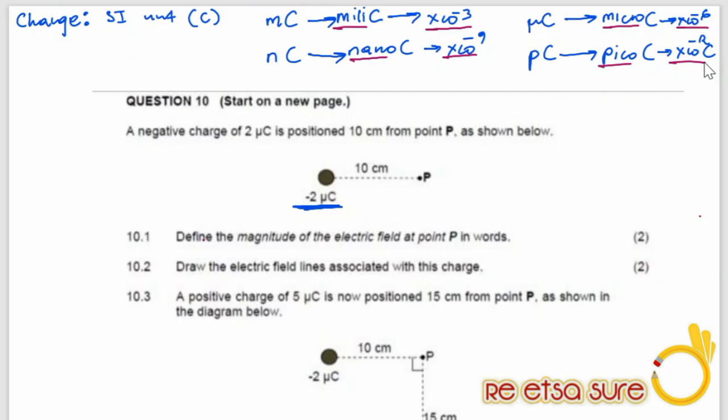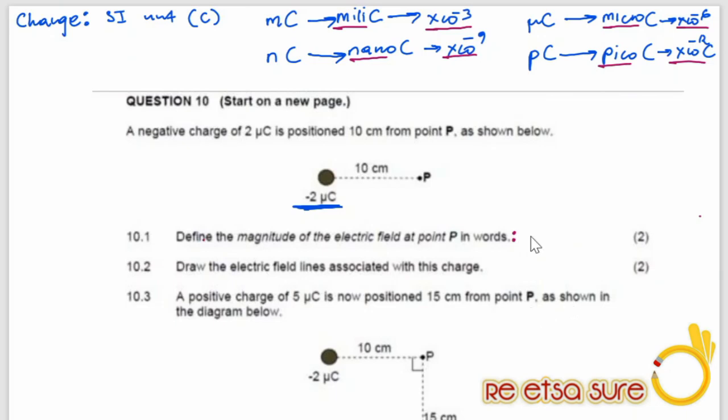So now a negative charge of 2 microcoulomb is positioned 10 centimeter from point P as shown below, as you can see, my beautiful learners. So the first question that we come across is: define the magnitude of the electric field at point P. Before I explain it, let us define electric field at a point according to the way it appears in our examination guideline.